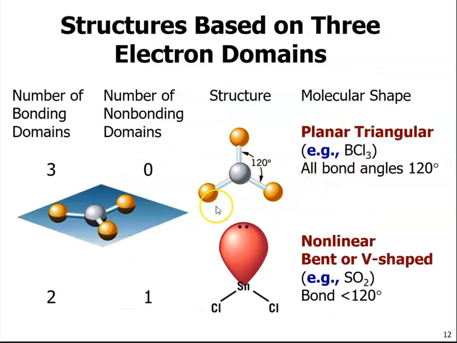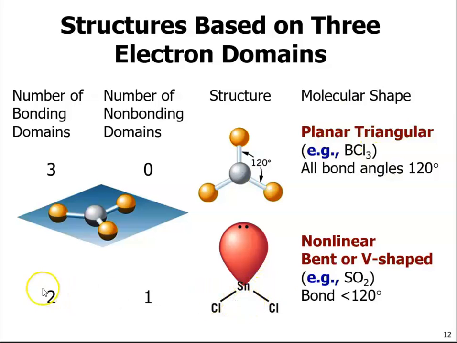Here's a description of what happens when we start to take away bonding domains versus the non-bonding domains, or the lone pairs of electrons. So let's start with a number of bonding domains. We have the trigonal planar shape here. Boron trichloride is an example of this. We'd have the boron in the middle, the 3 chlorines on the outside, 120 degree bond angles. The shape is trigonal planar.